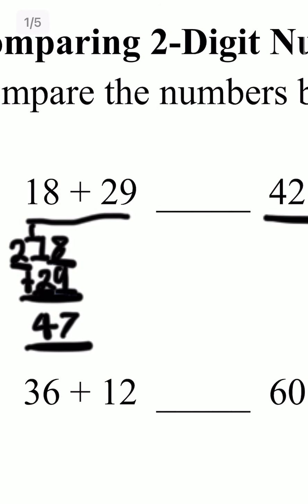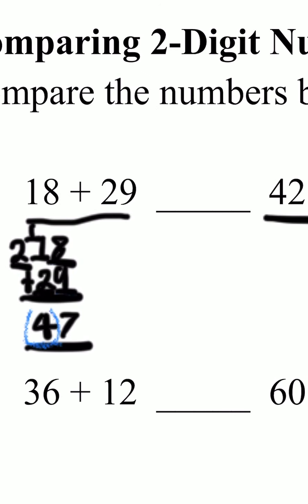And we need to first look at the tens place to compare, and since they have the same number, now we need to look at the ones place. And since 7 is greater than 2, we need to write this sign to show that 18 plus 29 is greater than 42. Let's look at number 2.